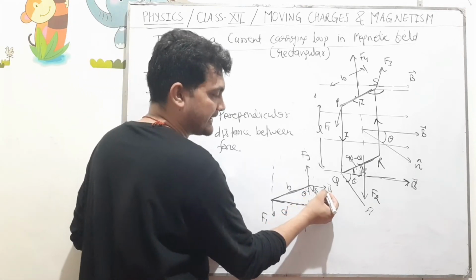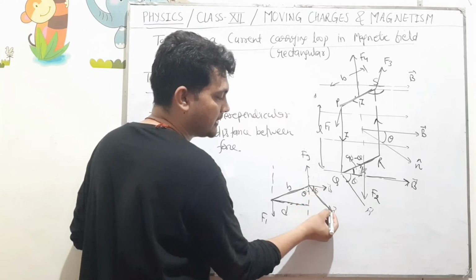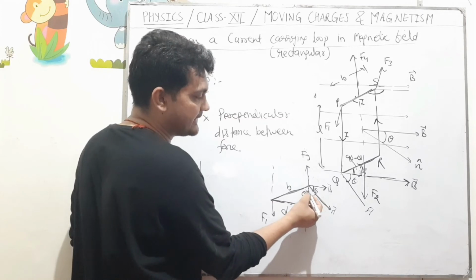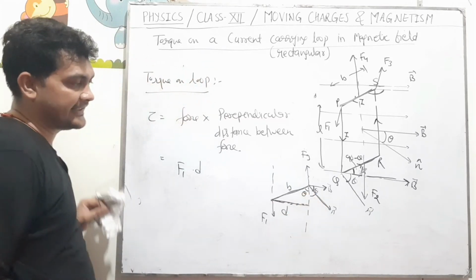This is the direction of the magnetic field. This is the direction of the normal. If this is angle theta, then this one is 90 minus theta. And if this is 90 minus theta, then this is theta. So this angle is theta.